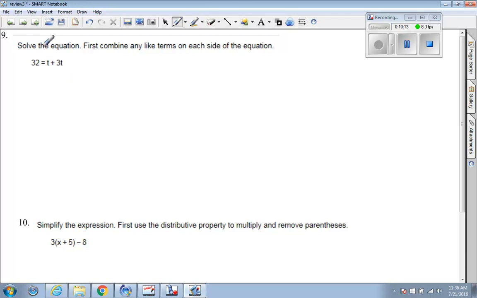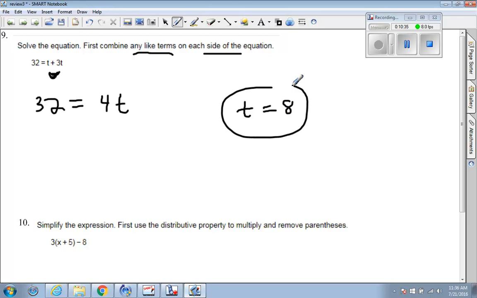Okay? Solve the equation. Combine any like terms on each side of the equation as needed. Aha, these two are like. So I'd have 32 equals, well, t plus 3t makes 4t, right? And then in this situation, you can just look at it. 4 times what makes 32? Well, obviously 8, right? So we know t is 8. But if you wanted to write out a step, it would divide both sides by 4 to get the t isolated, so then 32 divided by 4, that's going to give you your 8. Okay?